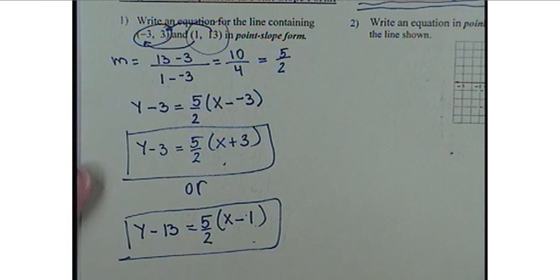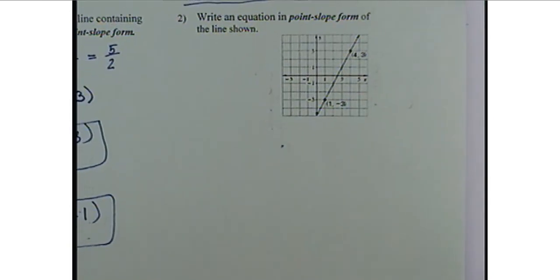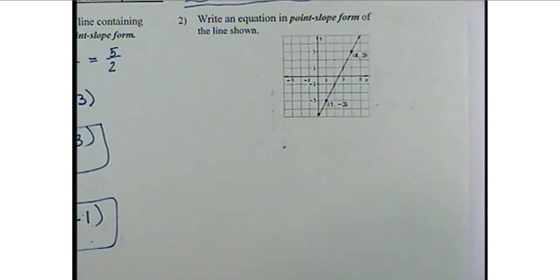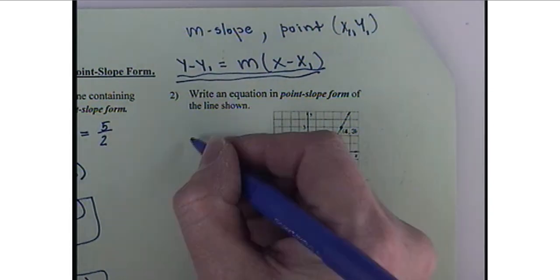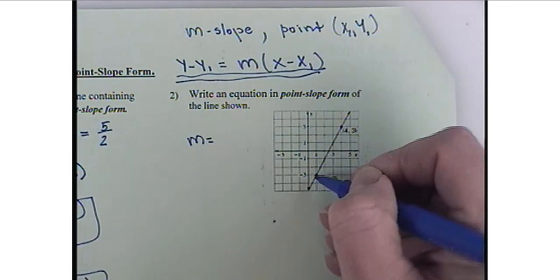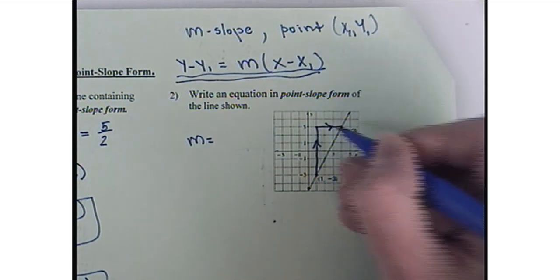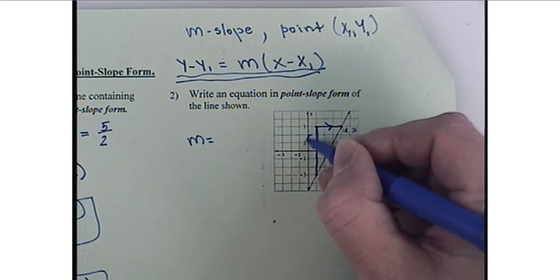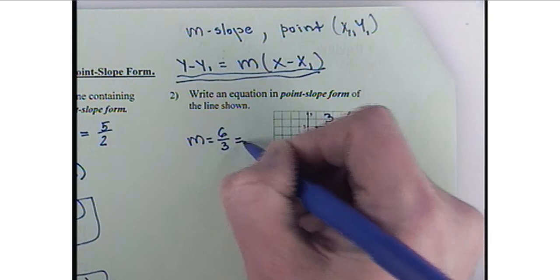Alright, next one, number 2. Write an equation in point slope form of the line shown. Okay, well, for point slope form, we need a point and we need slope. Let's start with the slope. So m will be equal to, and we have these 2 points. So rise is 2 for 6 blocks and run is 3 blocks. Positive 6 over 3, which is 2.